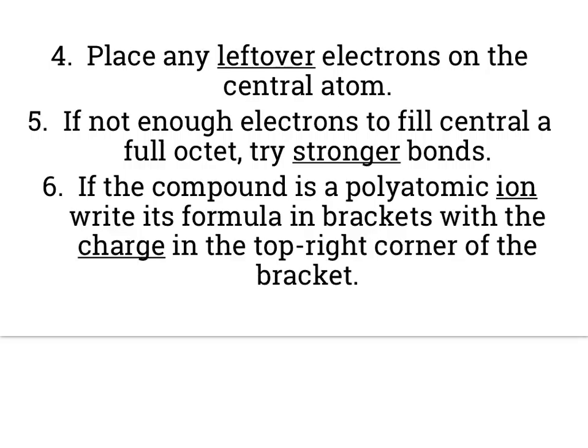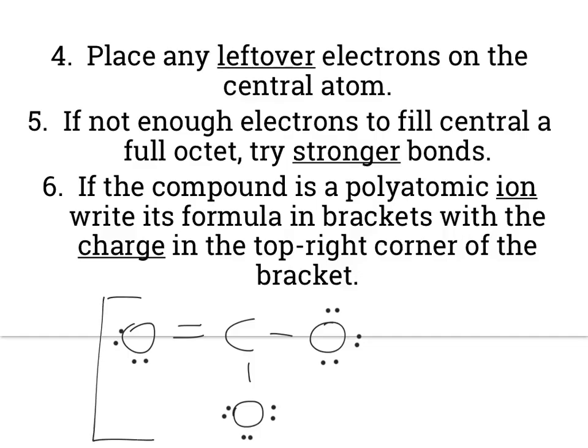So finally, if the compound is a polyatomic ion, like carbonate, we write its formula in brackets with the charge in the top right corner of the bracket. So, for example, on this compound, we would actually write this as 2 minus. So that just shows that basically all this is only possible if we take 2 electrons more than we would normally start. Alright.